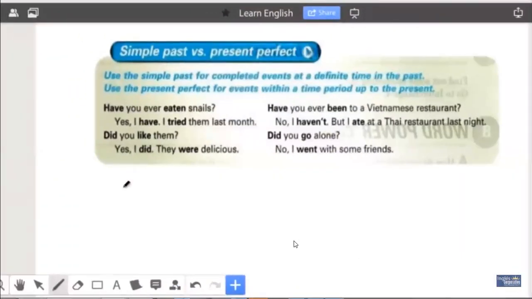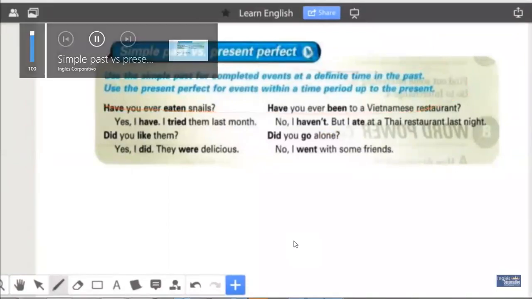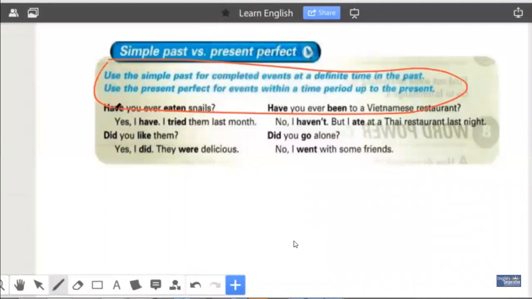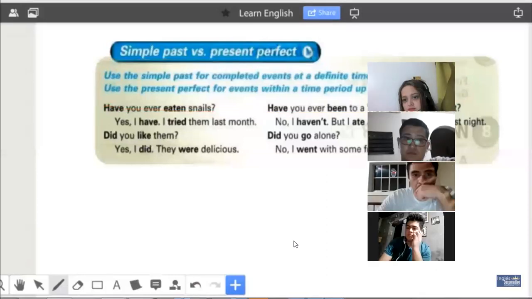Let me present the structure now. I would like to start by presenting this concept to you. The first thing is that we use the simple past for completed events at a definite time in the past. In other words, things that you did and have completed. And we use the present perfect for events within a time period up to the present time. In other words, events that you started in the past and have continued to the present and they're not complete yet. Now, what we're going to learn in today's lesson is how the two are related.